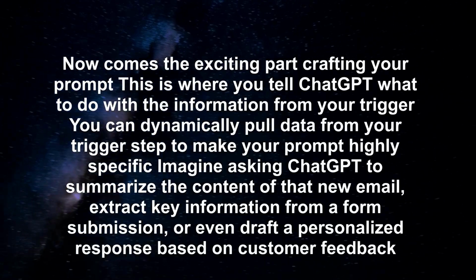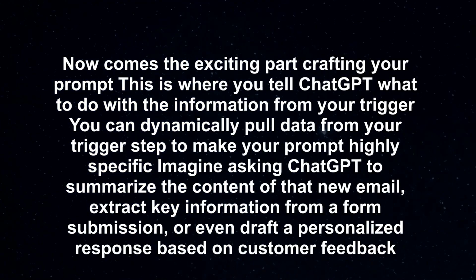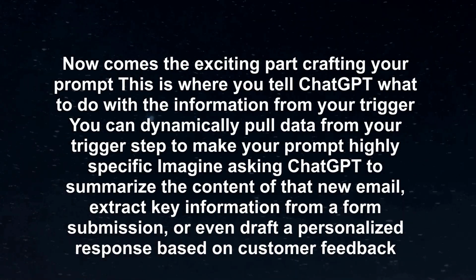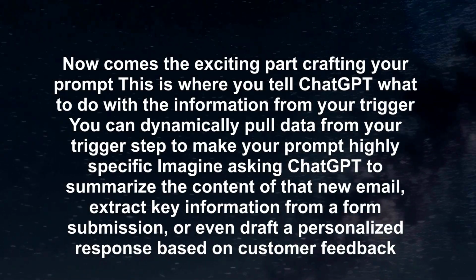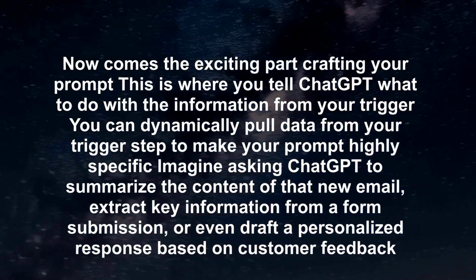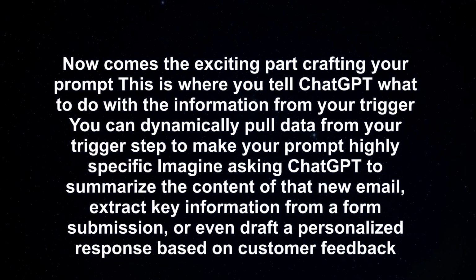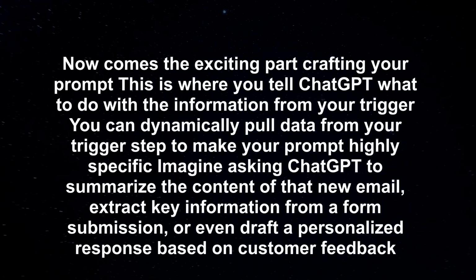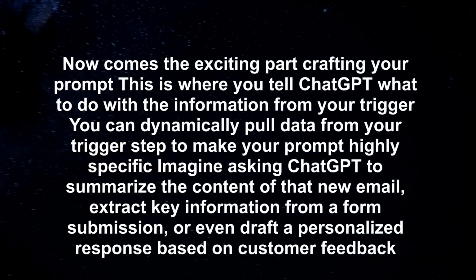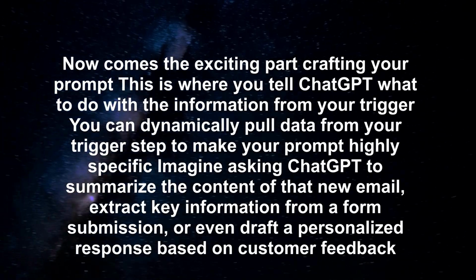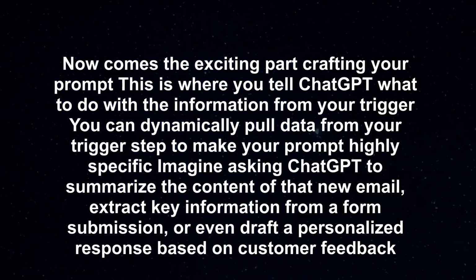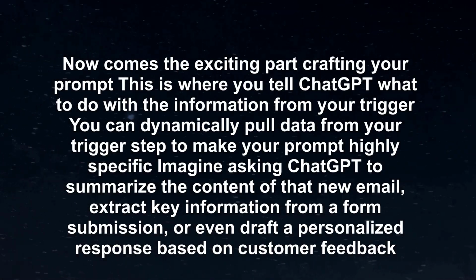This is where you tell ChatGPT what to do with the information from your trigger. You can dynamically pull data from your trigger step to make your prompt highly specific. Imagine asking ChatGPT to summarize the content of that new email, extract key information from a form submission, or even draft a personalized response based on customer feedback.